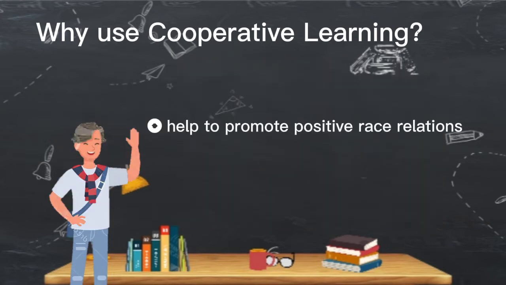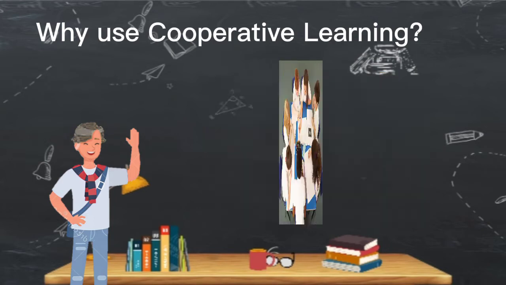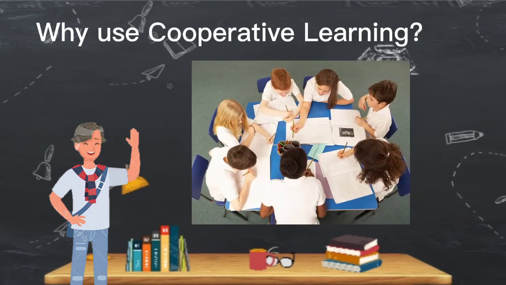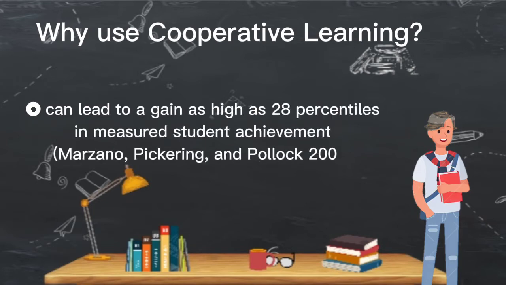Number 5, help to promote positive race relations. Cooperative learning is a social-centered learning. It doesn't matter who you are, where you come from. The most important matter is for you to help, have an impact, and share knowledge. From this perspective, we can say that it promotes unity because each of them is cooperating and doesn't care about race.